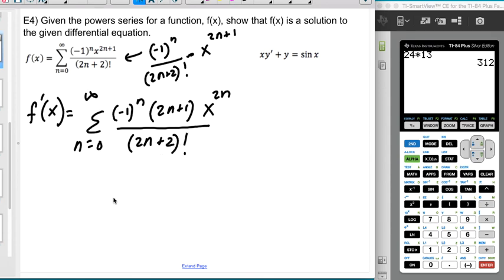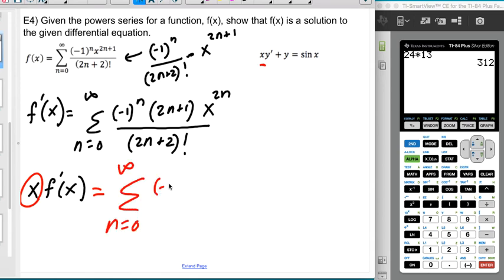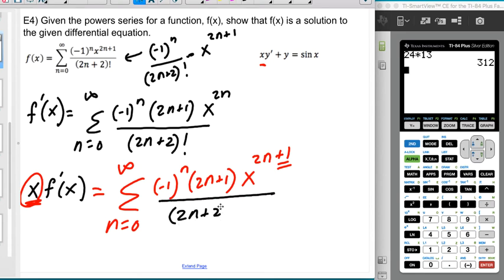So basically what's going to happen, right? So that's what my f prime is. That means that x times f prime of x, if I put an x in front of an f prime of x, because that's what's happening here, is just going to multiply an extra x in here. So what it's going to do is end up making this the sum as n goes from 0 to infinity of a negative 1 to the n times a 2n plus 1 times x to the 2n plus 1, because there's an extra x being multiplied in front of this thing, all over that same 2n plus 2 factorial.